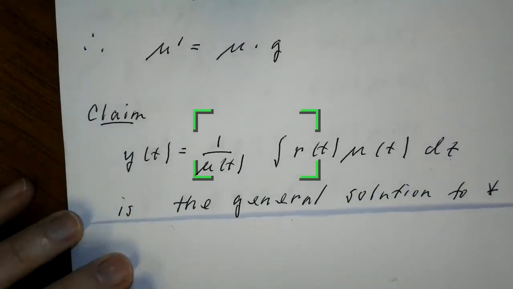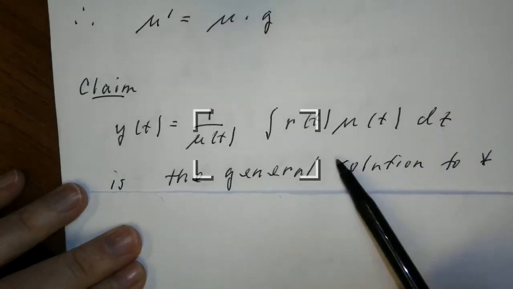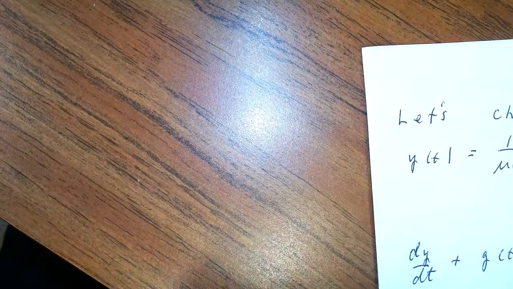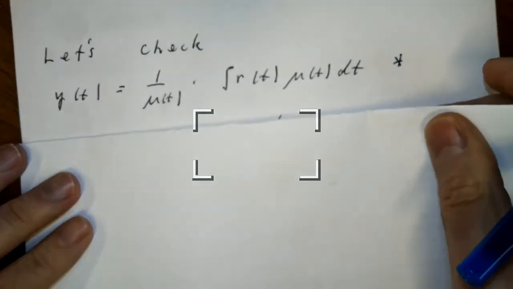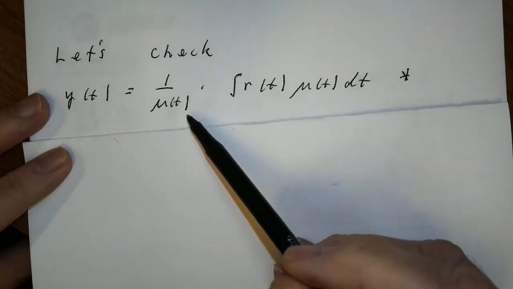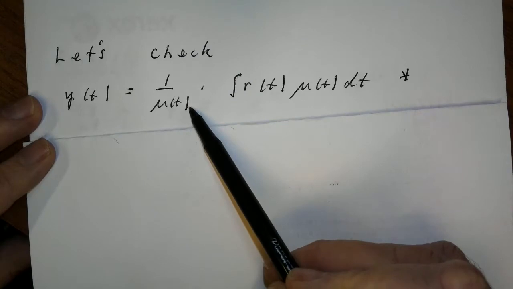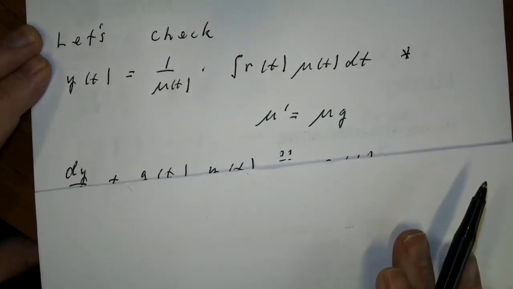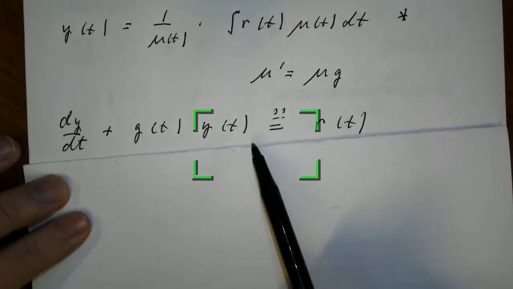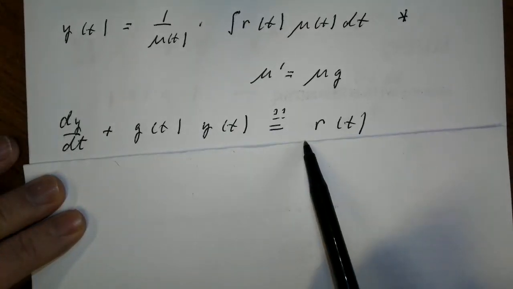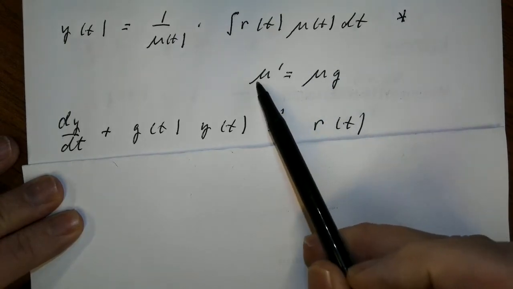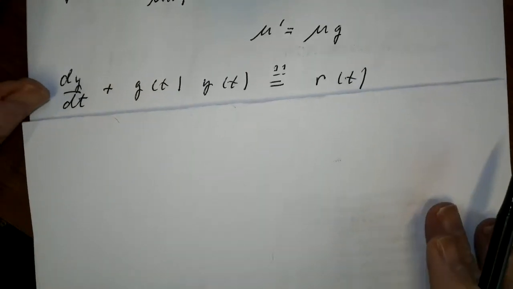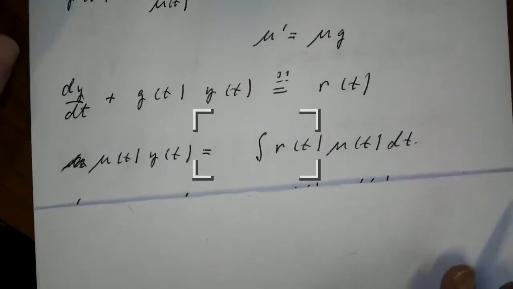Now, how do we know that this is a solution? I just wrote this down. How do we know it's a solution? Well, we can actually check. So here's what I claim is a solution, 1 over mu times the integral of r of t mu dt, and I claim that that satisfies this differential equation. We're going to check that. And again, the integrating factor satisfies mu prime equals mu times g.